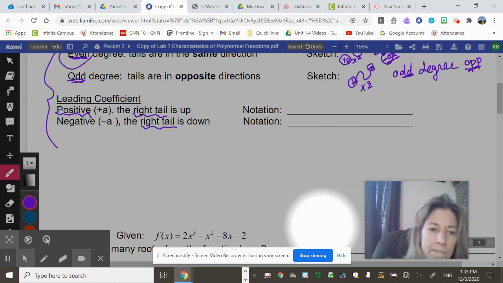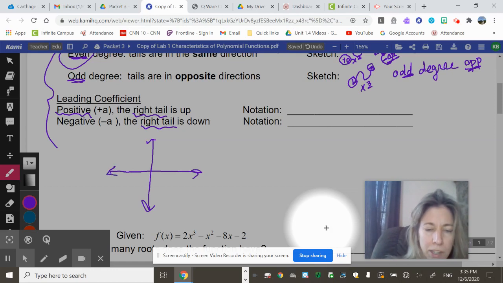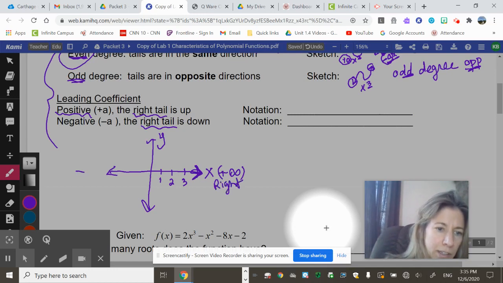I'll draw the axes here. This is something we have to get used to: the horizontal axis is the x-axis and the vertical axis is the y-axis. If we're going to the right, our numbers are positive, like positive 1, 2, 3, and so on on the x-axis. As we're getting bigger, we're going toward positive infinity. When you see positive infinity, it basically just means you're on the right side of the graph. Likewise, negative infinity is on the left side of the graph for the x-axis.